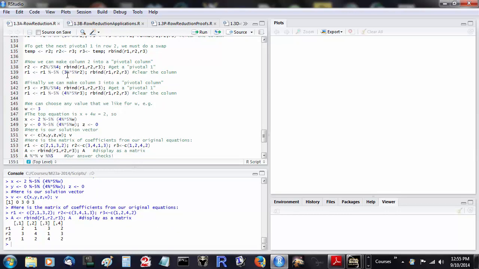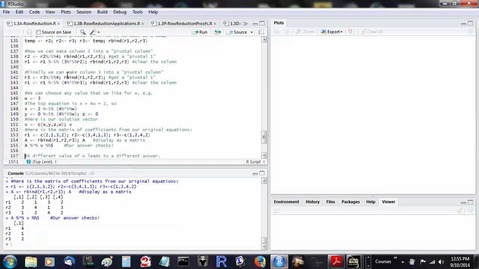If I take the matrix of coefficients from our original equation and multiply it by that v, we get the right-hand side, 4, 1, 2, our answer checks. Lessons to be learned from this example: everything that works with real numbers works a little bit more neatly with finite fields, and don't worry if you've got lots of unknowns, not many equations. What you will discover is you can pick values of some of the variables arbitrarily.